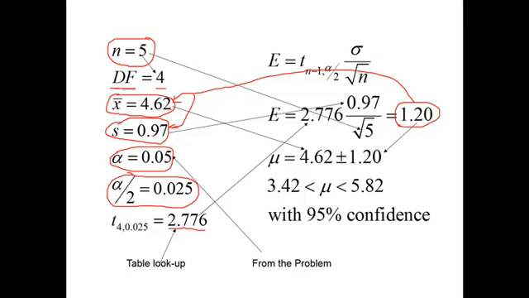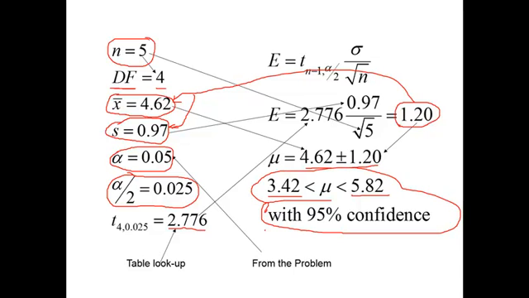Okay, and so our estimate x bar is 4.62, which we know is almost certainly wrong. It could be too little, so you add the margin of error and get 5.82. It could be too big, so you subtract the margin of error and get 3.42. And this is all done with 95% confidence.